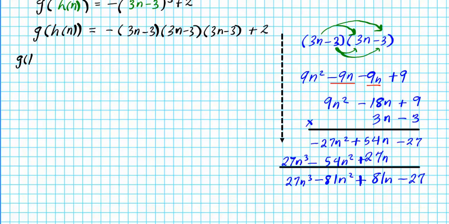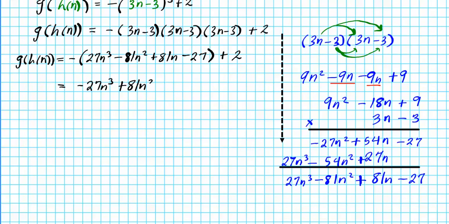So g of h of n is now going to be, don't forget the negative, minus 27n to the third minus 81n squared plus 81n minus 27 plus 2. Okay, now we have a minus here. We have to distribute across all terms, so that yields negative 27n to the third plus 81n squared minus 81n plus 27. Okay, and then we have a plus 2 over here.